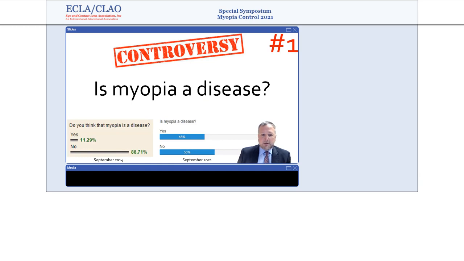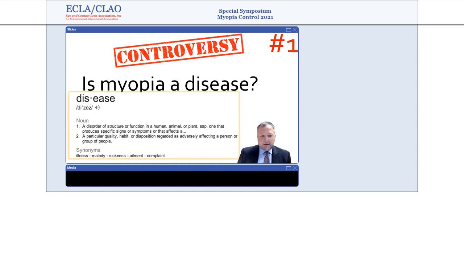When we ask practitioners in our readership, is myopia a disease? You can see in 2014, a little more than 11% said yes, they think it's a disease. However, 88, 89% said that they did not think myopia was a disease. Fast forward 6 years later, when we ask our practitioners, is myopia a disease? We have nearly 45% saying, yeah, I think it's a disease, and much less saying no, they don't think it's a disease. I think it's important that we think about myopia in this context. You think about just a classic definition of a disease: a disorder of a structure or a function in a human, animal, plant, one that produces specific signs and symptoms or that affects the individual or the function as such. So I very much think of myopia or refractive errors in a general sense as being a disease.